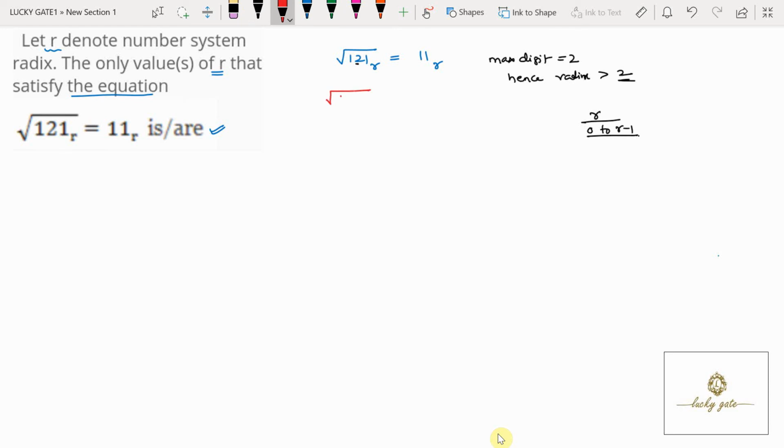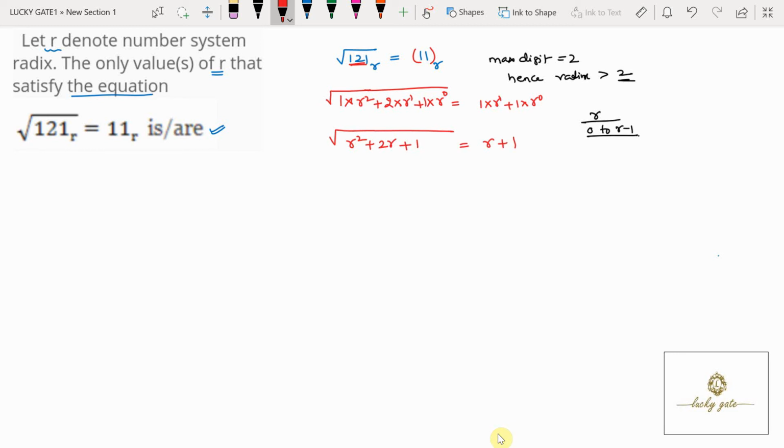Root 121 in base R. Now I am going to convert 121 in base R into decimal format in powers of R. So it is 1 into R square plus 2 into R power 1 plus 1 into R power 0, equals 11 in base R, which is 1 into R power 1 plus 1 into R power 0. Root of R square plus 2R plus 1 equals R plus 1.